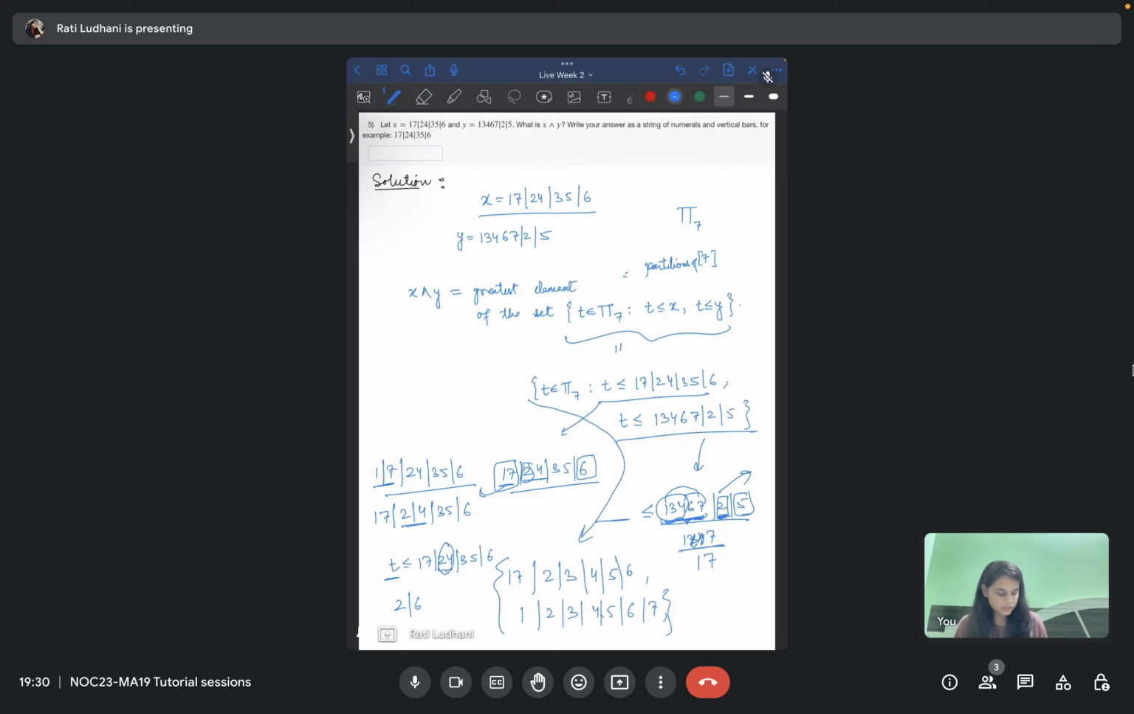Greatest element of the set. So what will it be? In between these two, which one is greatest? In this set, 1 7 bar, 2 bar, 3 bar, 4 bar, 5, 6. Yeah, this is your greatest one, right? Greatest element. So that will be your answer. So this will be 1 7 and everything separated, 4 5 6.